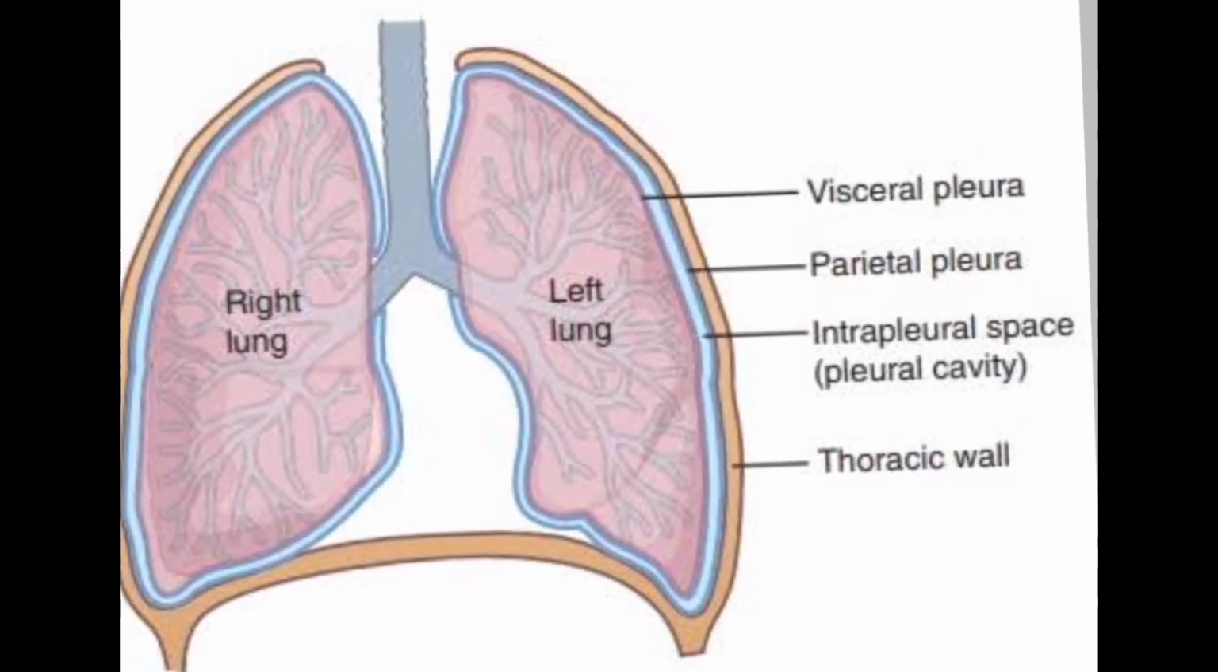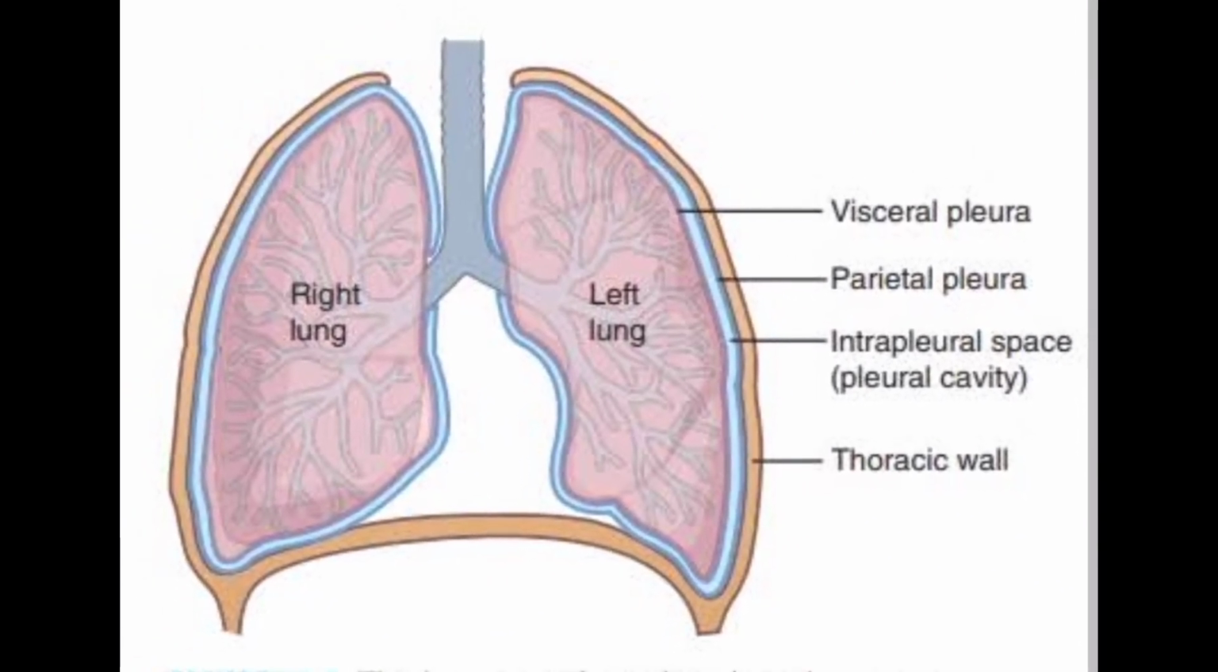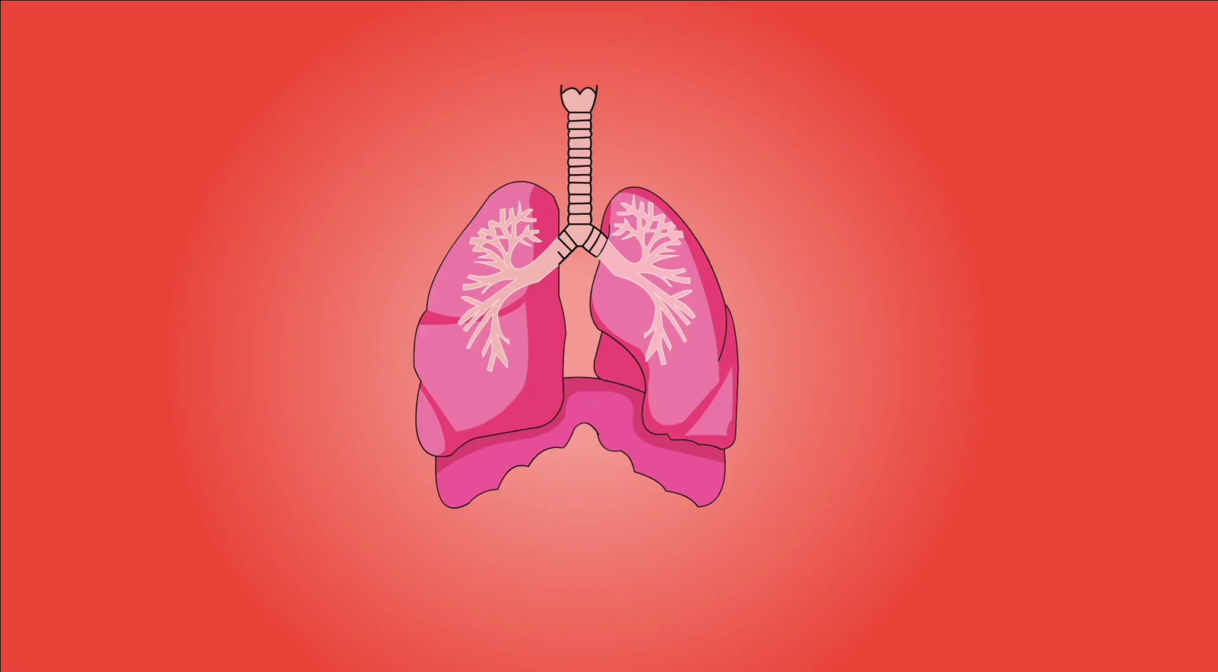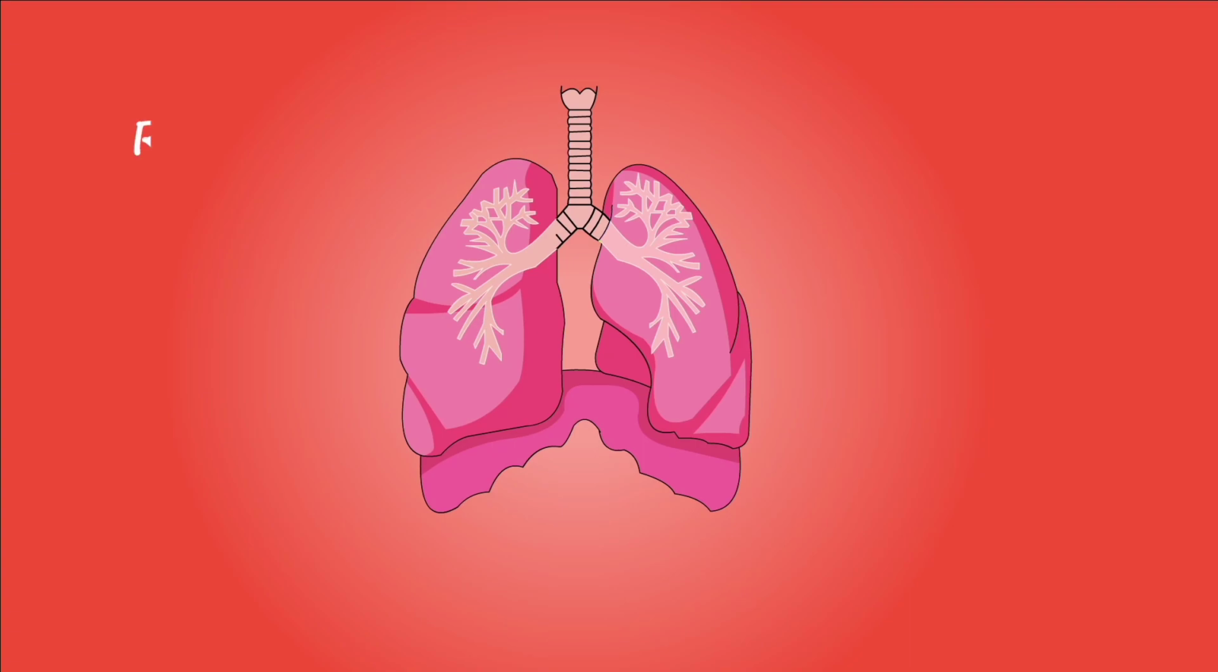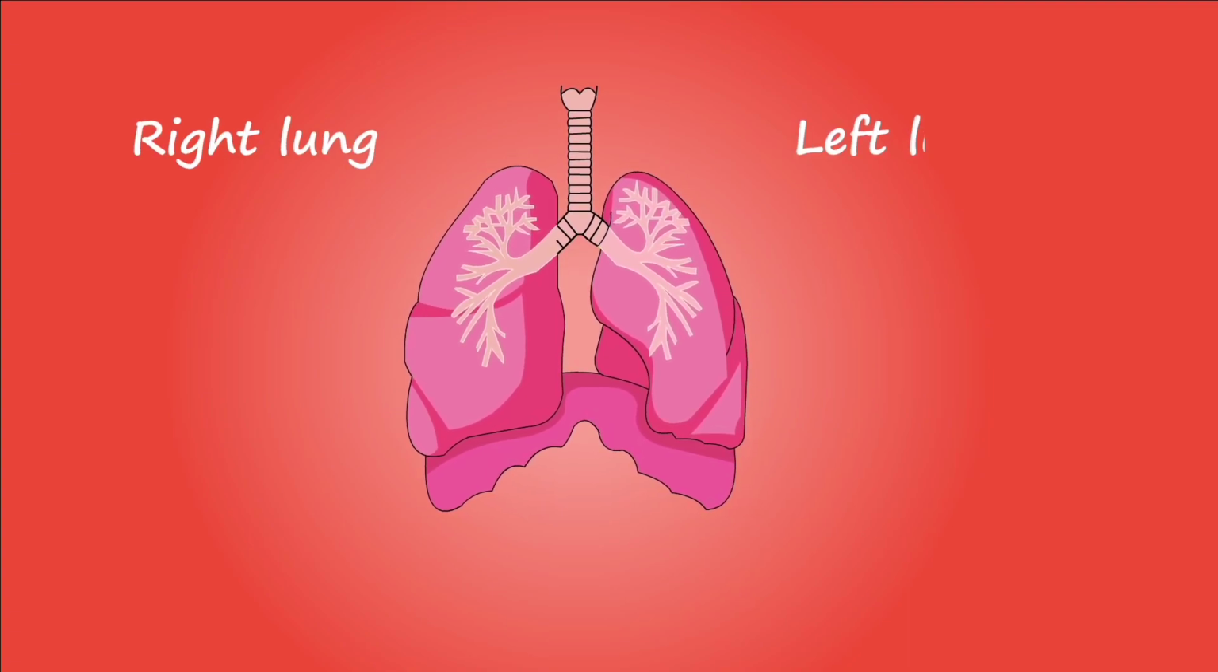Each lung is enclosed in a double-layered membrane called the pleura, which allows the lungs to glide smoothly over the chest wall during breathing. The outer layer of the pleura, called the parietal pleura, is attached to the chest wall, while the inner layer, called the visceral pleura, covers the lung surface. The space between the 2 layers is called the pleural cavity, which contains a small amount of fluid to reduce friction during breathing.